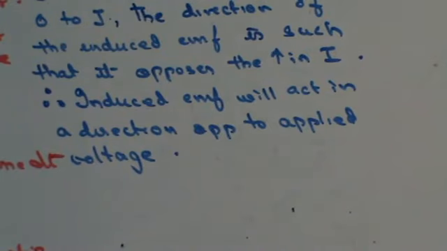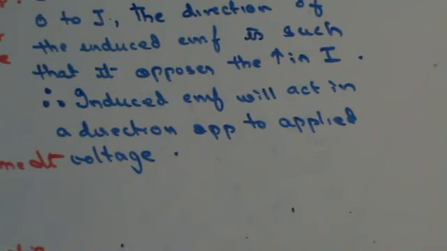In the same way, on the other hand, if I switch off the plug, in that case current in the coil will decrease from maximum to 0. If the current in the coil decreases from maximum to 0, then the EMF induced in the coil will be such that it will oppose the decrease in current. That means it will act in the same direction as the applied EMF.